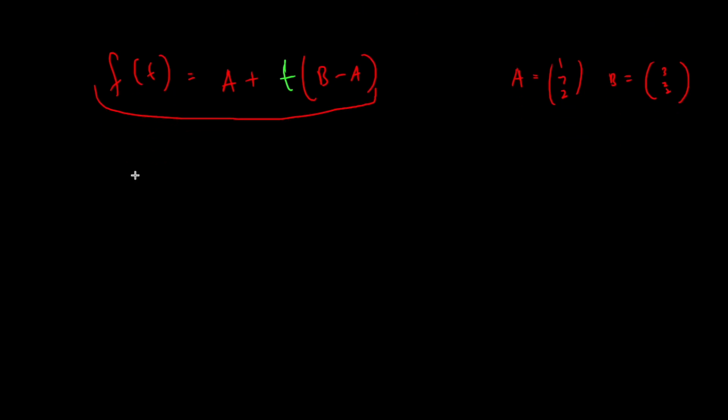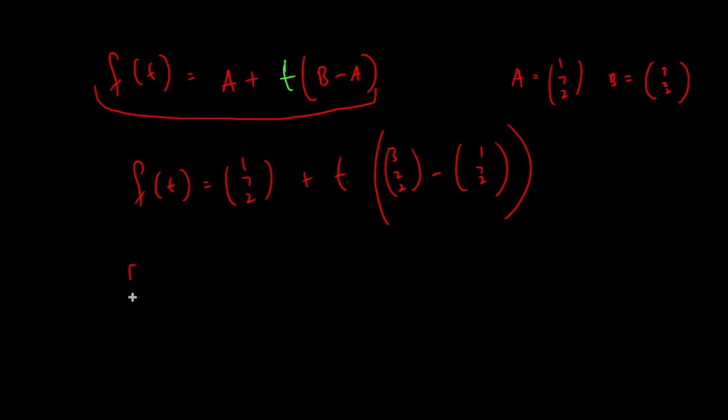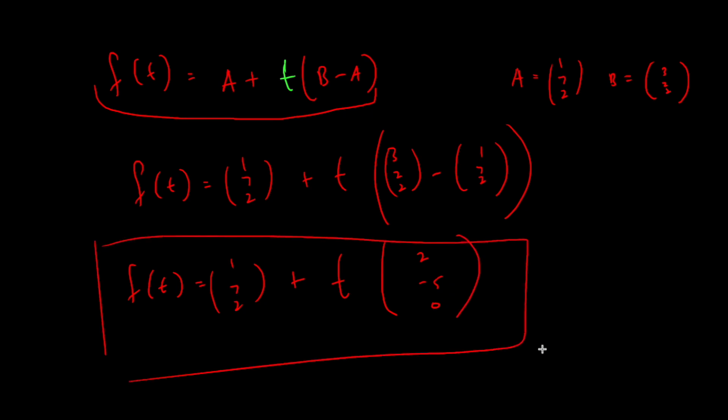Alright, so now I can plug this in. I have f(t) = a, (172), plus t times (b minus a), (322), minus 172, which is just f(t) = (172) plus t times (2, -5, 0). So this is the equation of our line.